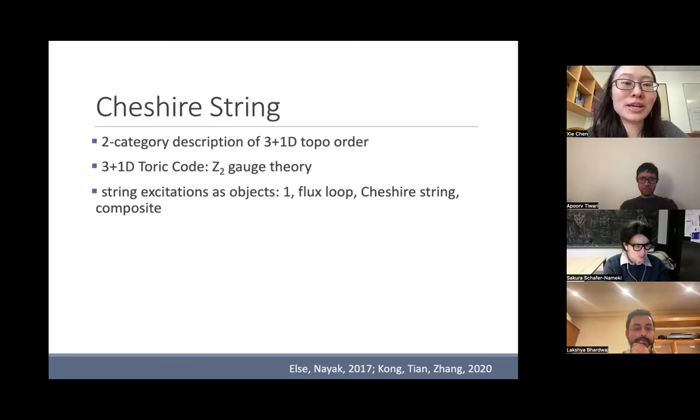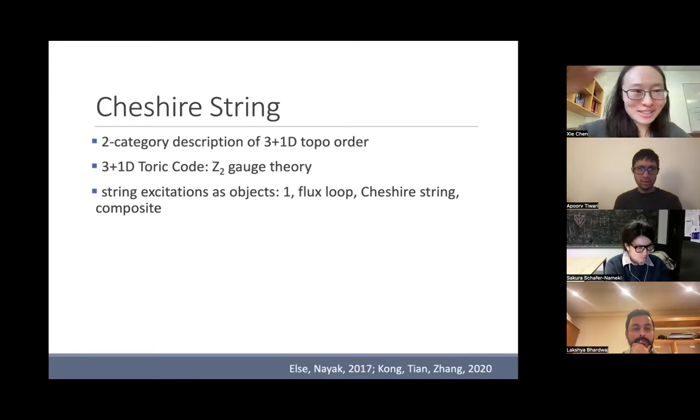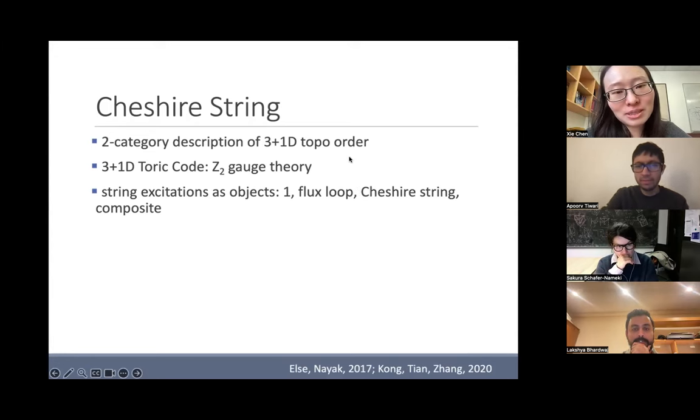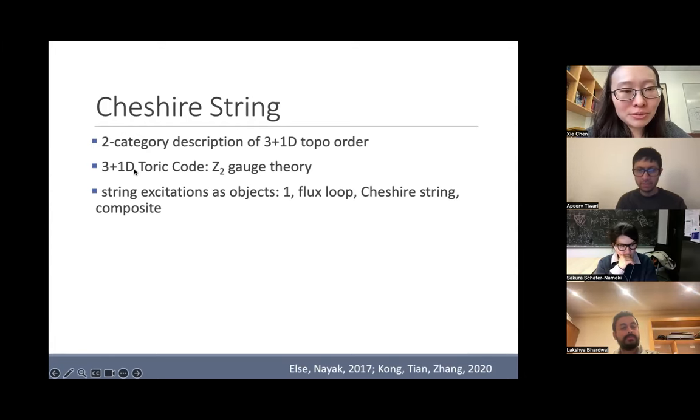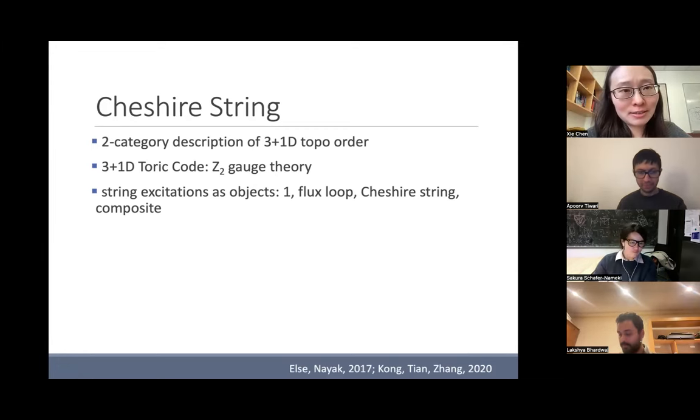the way I understand higher category structure is that there are a bunch of objects, and there are relations among objects, and there are relations among relations, and maybe relations among relations of relations. So this proposal about higher category description of 3+1D topological order is saying that even for the vanilla 3+1D toric code, we need to start by putting the Cheshire string as a fundamental object in the description.